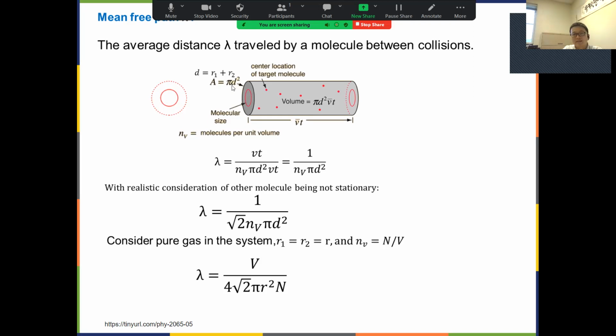So the area is pi d squared, d being R1 plus R2. Because we're considering all the molecules to be the same, R1 and R2 are the same, so d is equal to the diameter of the molecule. So the area equals pi d squared. When it travels during the time interval t, the distance traveled will be this much. Then we look at the volume this impact area sweeps across this length, and divide that by the number of molecules per unit volume, which is n sub v.